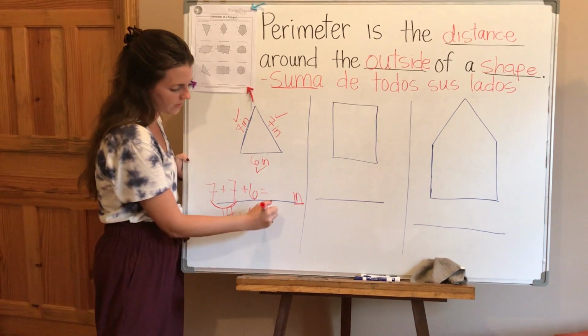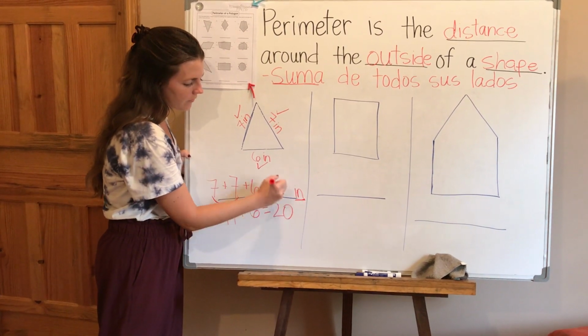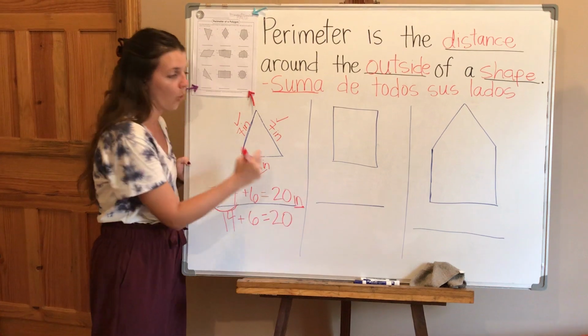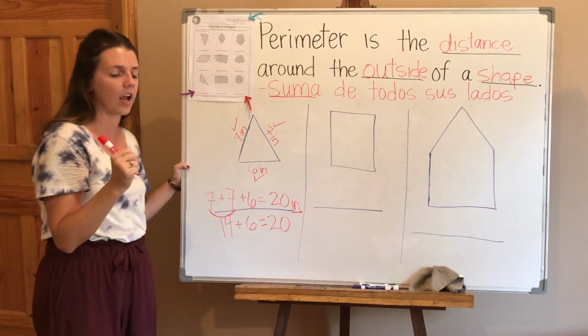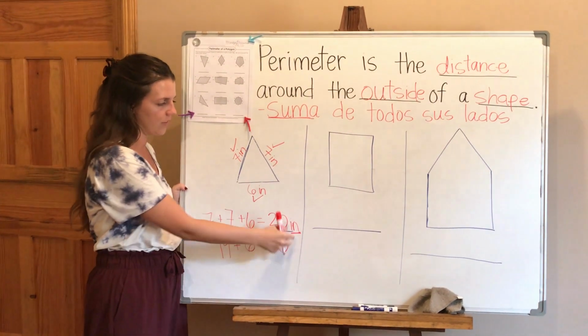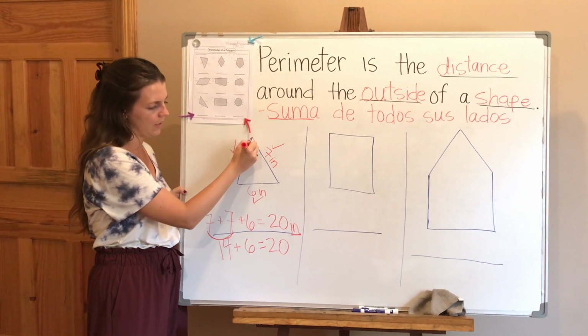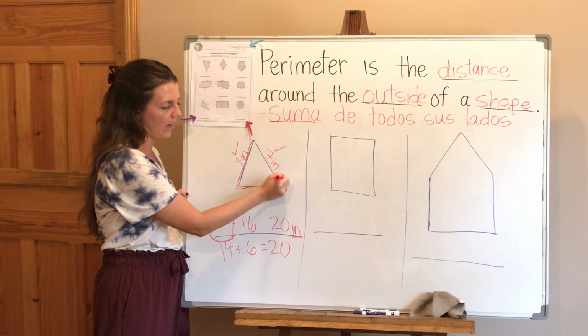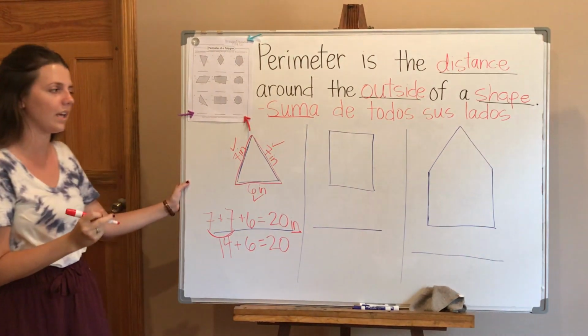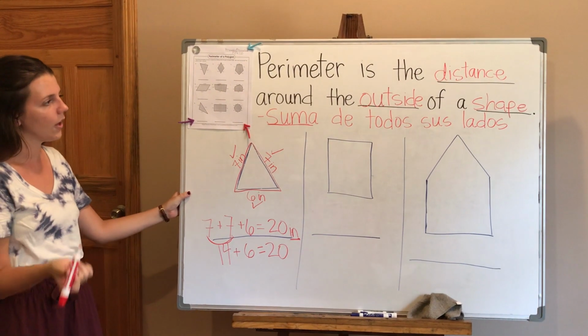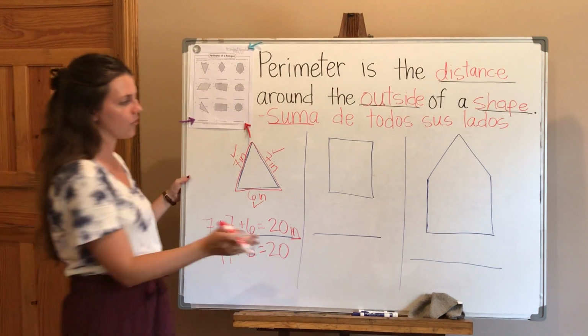14 plus 6 is 20. So the distance around the outside of this triangle is 20 inches. Am I talking about the space inside? No, I'm talking about the distance around the outside, la suma de todos los lados. Okay, let's look at this next shape.